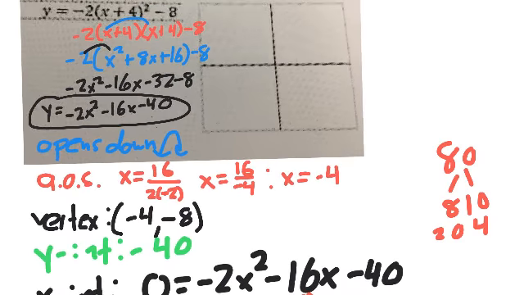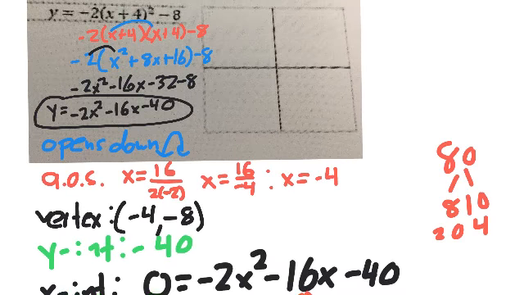Okay, so I know there are no x-intercepts. I know the y-intercept, so let's try to graph this. So again, my axis of symmetry is at negative 4. So you knew there were no x-intercepts because the parentheses were different, right? Yes. Okay.